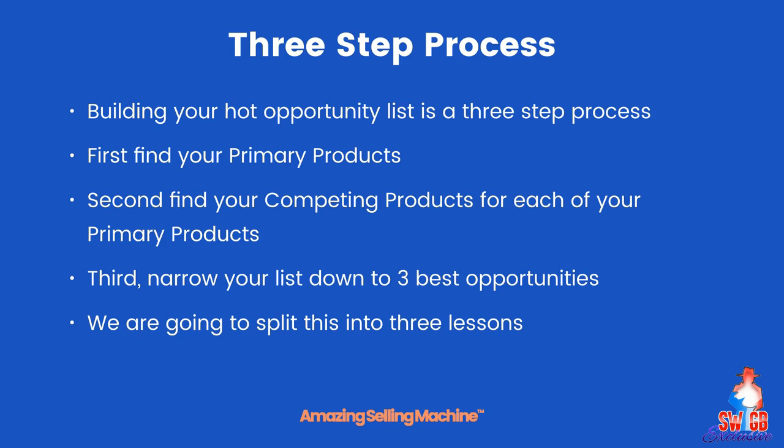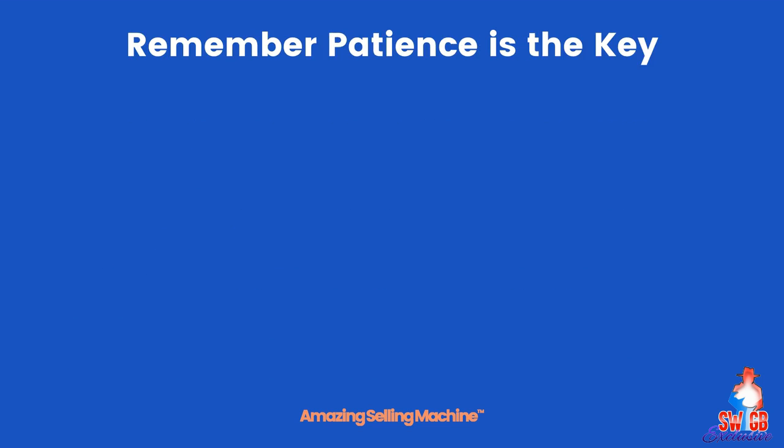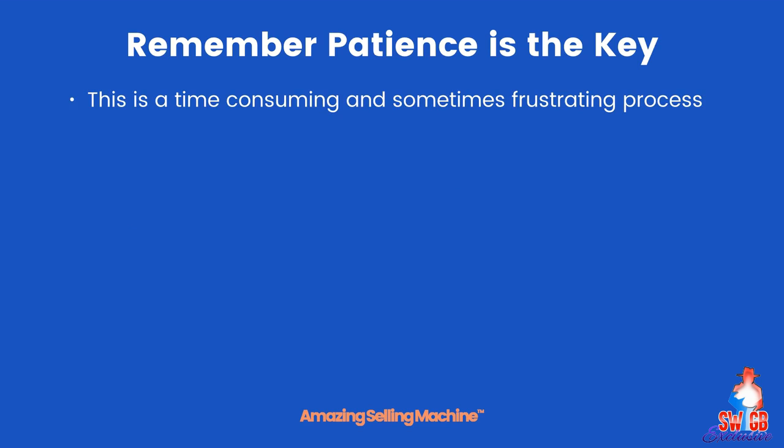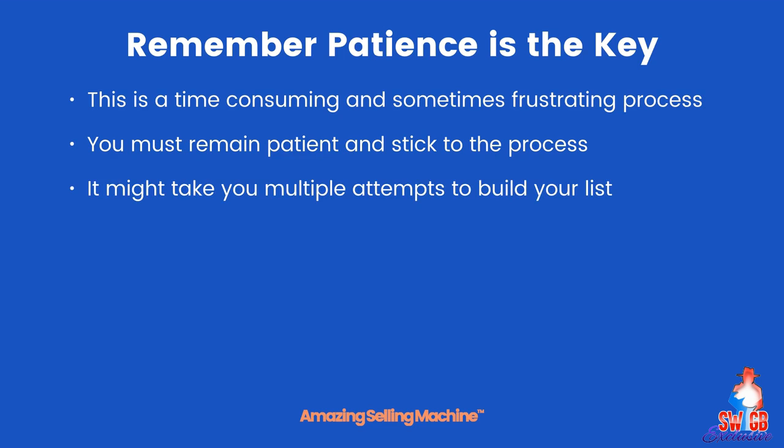We are going to split this into 3 lessons. However, once you get comfortable, you can do it all at the same time. Remember, patience is the key. This is a time-consuming and sometimes frustrating process. You must remain patient and stick to the process. It might take you multiple attempts to build your list, but this is completely normal, so do not get disheartened. The more you do this, the faster and easier you will find it.